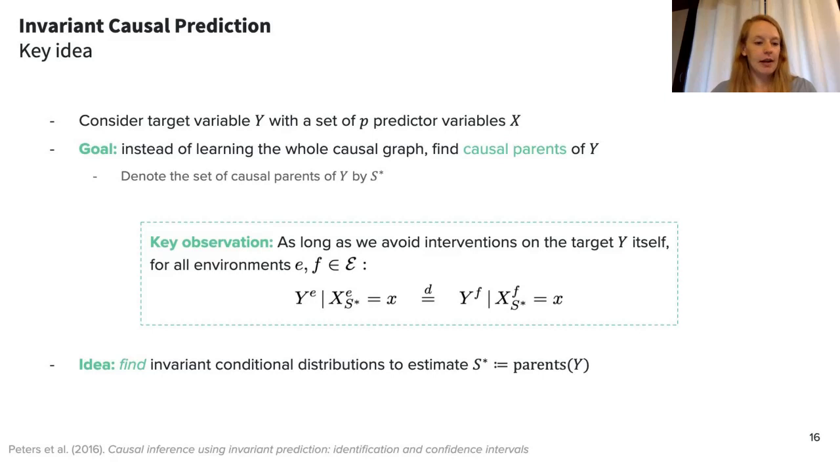Now, this is a fact that has been known for a long time. But the key idea of the invariant causal prediction method is to turn this around in some sense, and that is to estimate the causal parents of Y by finding invariant conditional distributions. So when we have access to data from multiple environments, we can estimate the set of causal parents by finding invariant conditional distributions.